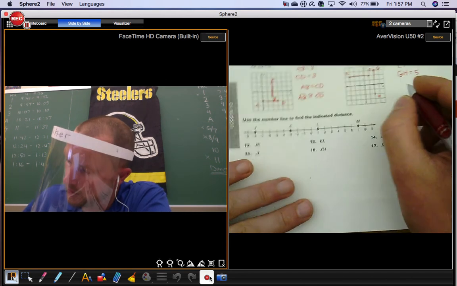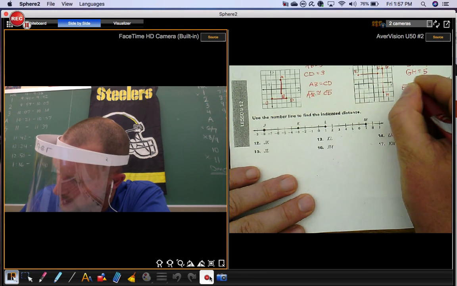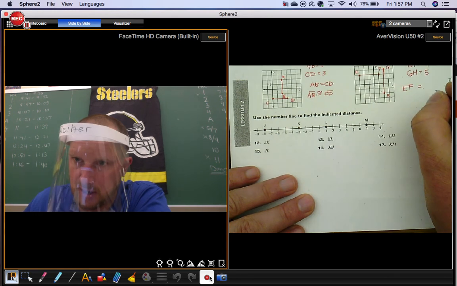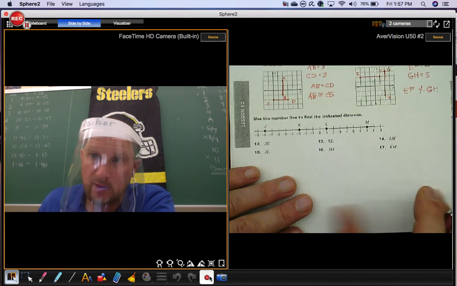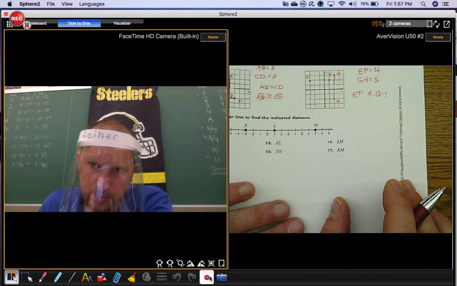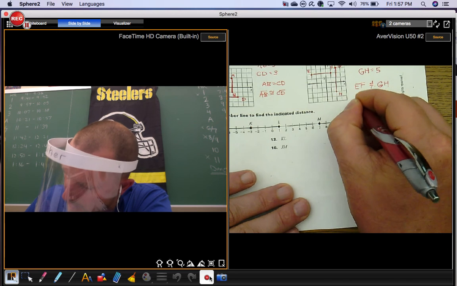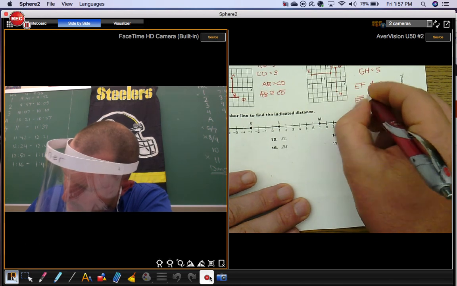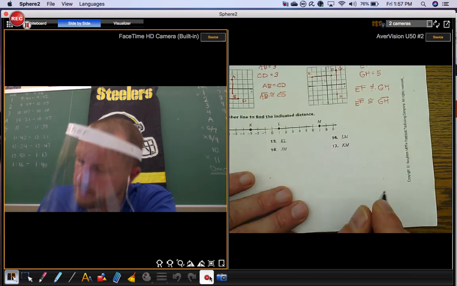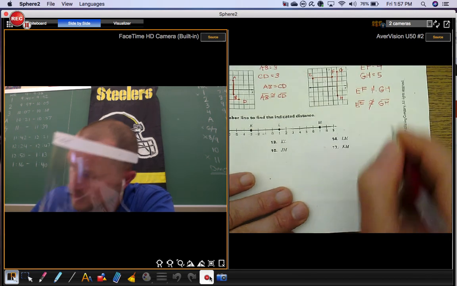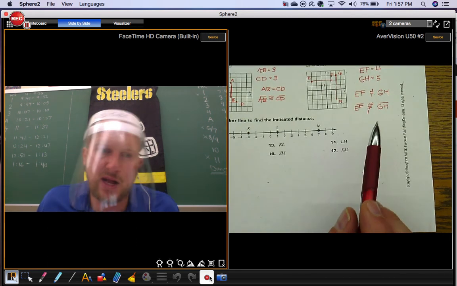They're not. Their lengths are different, so I'm going to write this. E to F, that's a length. G to H, that's a length. They're not equal. See how I put that slash in between? So if they're not equal lengths, then the segments, my pen's dying, the segments are not congruent. So I put that slash through there.